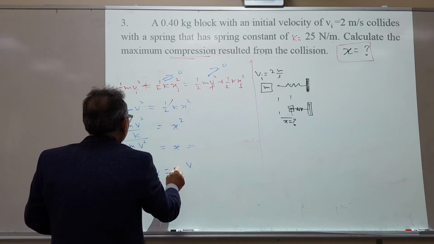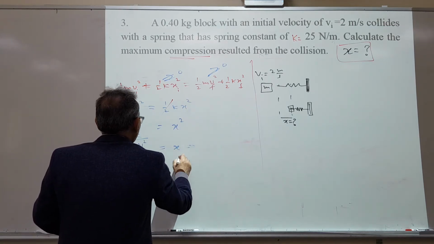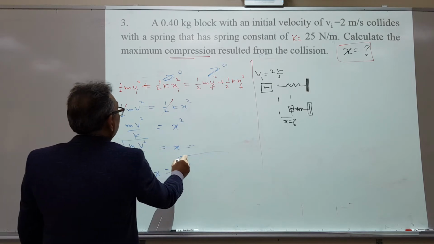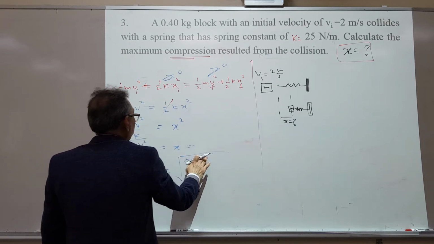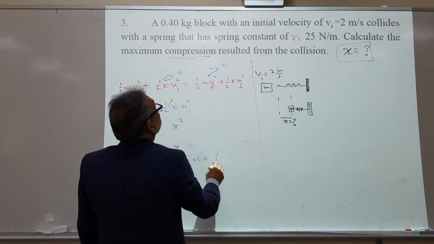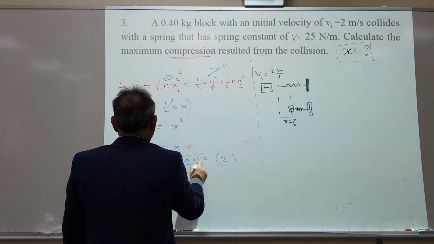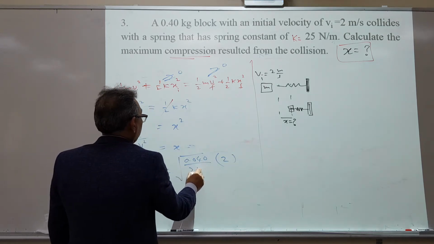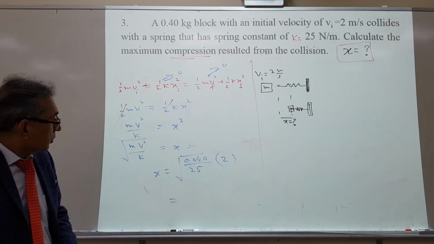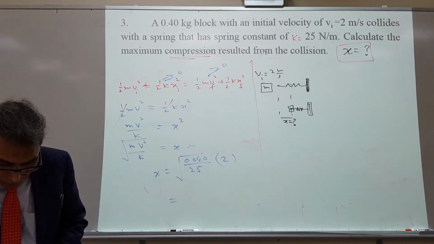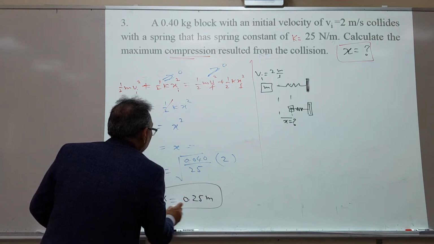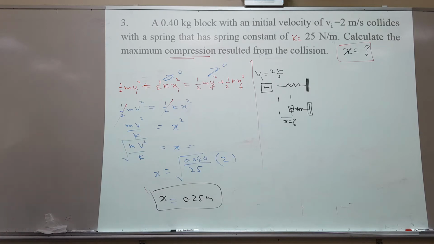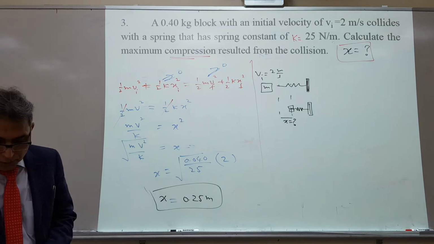So x will be equal to the square root of m, 0.4, times v square, 2 squared, over k, 25. So x will be equal to 0.25. Okay, that's it.